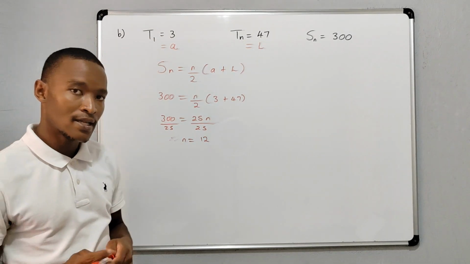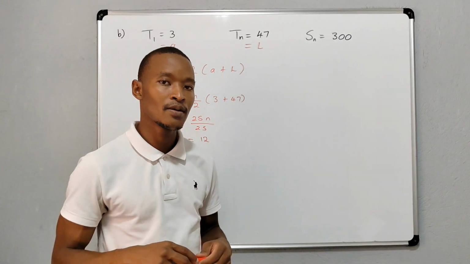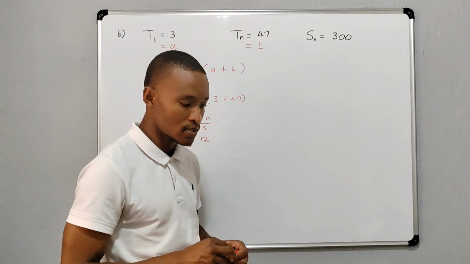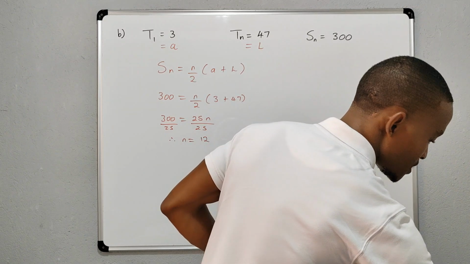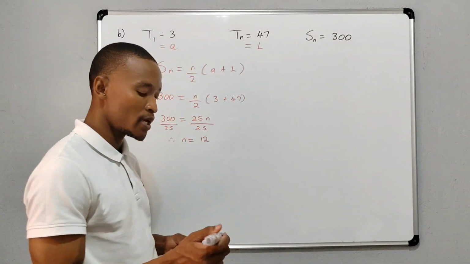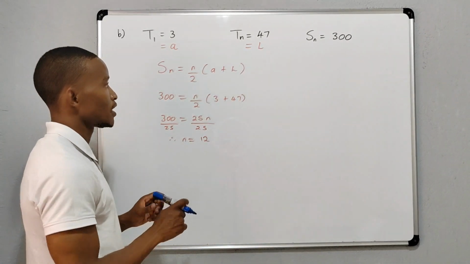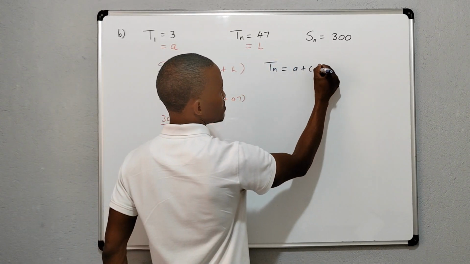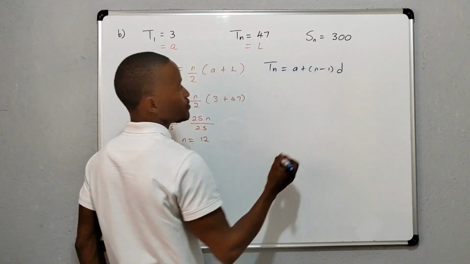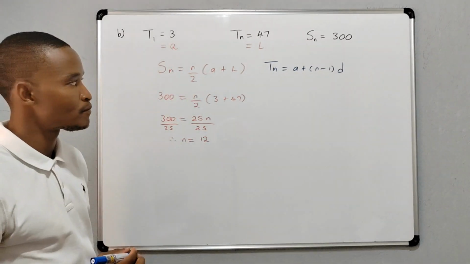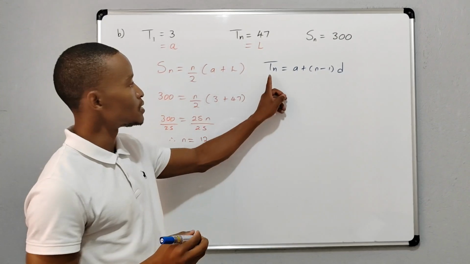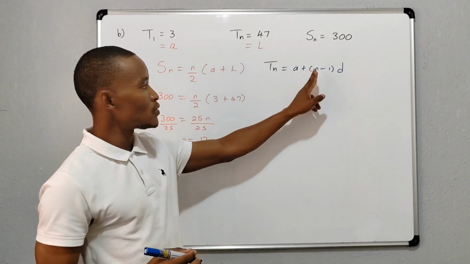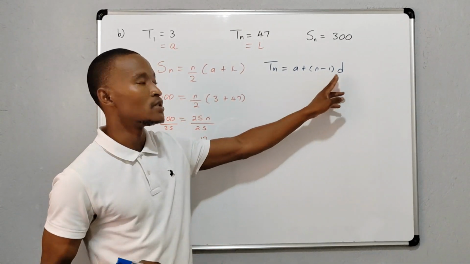Great stuff. The next question is to determine the common difference, or the constant difference. We understand that this is an arithmetic sequence, so we need to pick the right equation that will help us. And which one is that? It's this one: a plus (n minus 1) times d. So what do we need? We need Tn. Do we have Tn? Yes. Do we have a? Yes. Do we have n? Yes. We just need d.